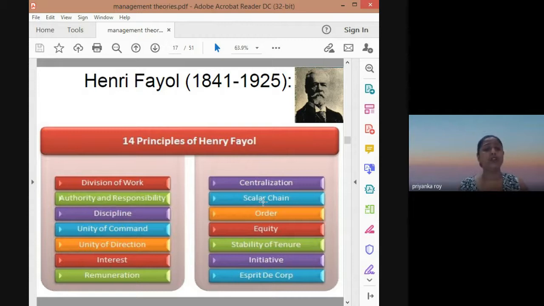Tenure should also be taken care of. The more stable the tenure, the more the employee will have a sense of security and work efficiently. Esprit de corps says that there must be a unified team contribution, and cooperation is always greater than the aggregate of individual performance.